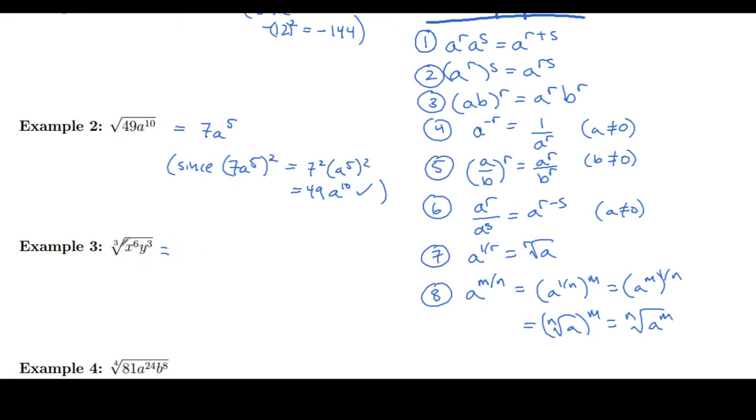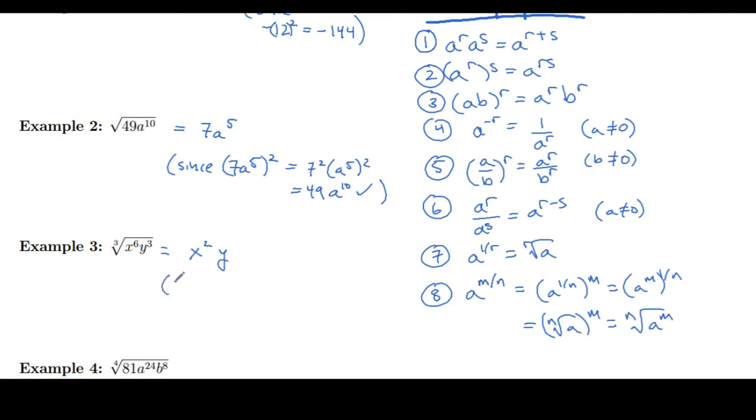Now I'm trying to think of something whose cube root, I've got to take the cube root of this. So I need to think of something that if I cube it, I will get x to the 6 y cubed. So what cubed will get me x to the 6th? That seems to me to be x squared, because if I cube that, I'll multiply the exponents 2 times 3 and I'll get 6. And then what cubed will give me y cubed? Well, that should be y.